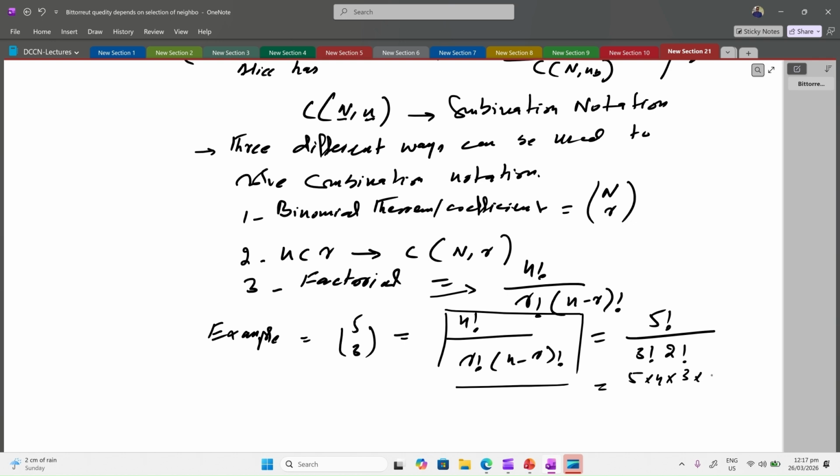Into 2 factorial, and this is 3 factorial, 2 factorial. So this 2 factorial will cancel out, and this 3 factorial is 3 into 2 into 1.